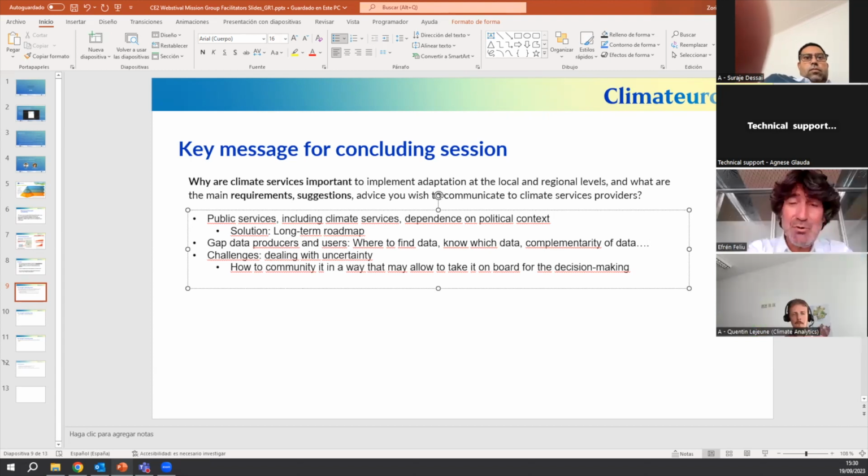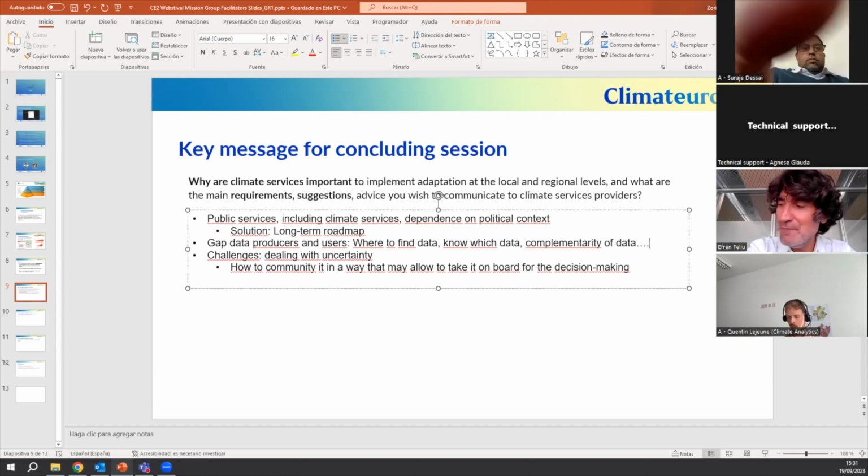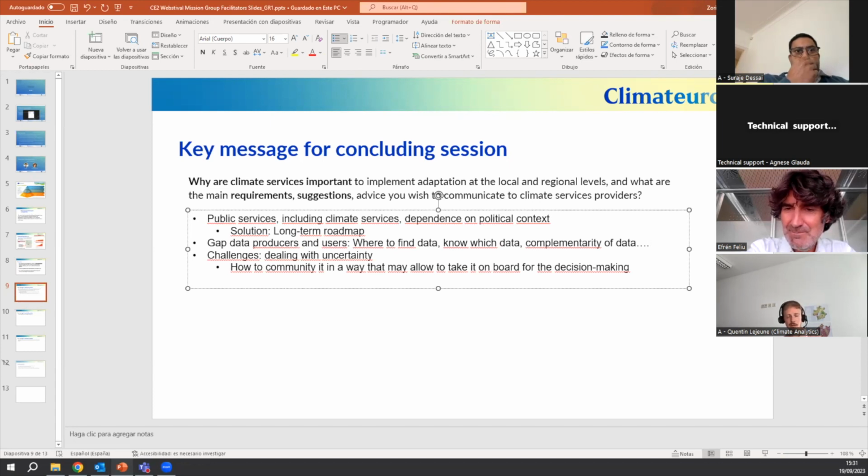But most of the end users wouldn't be able to even understand the different sources of uncertainty or the magnitude of the uncertainty. So explaining uncertainty in a way that is understandable is also challenging, I believe. Yeah, I've definitely been facing that issue.